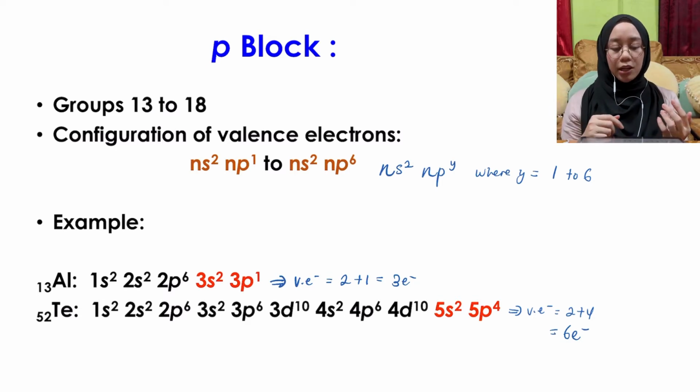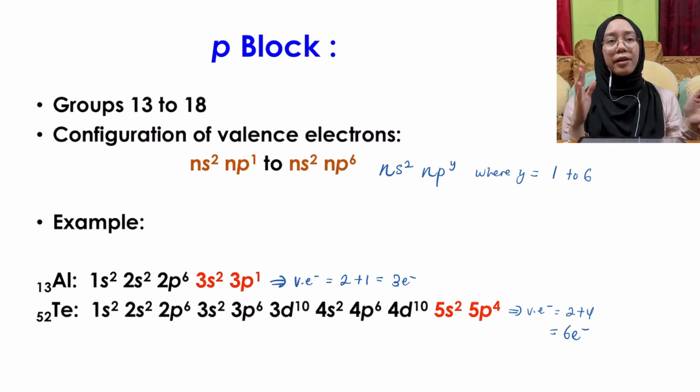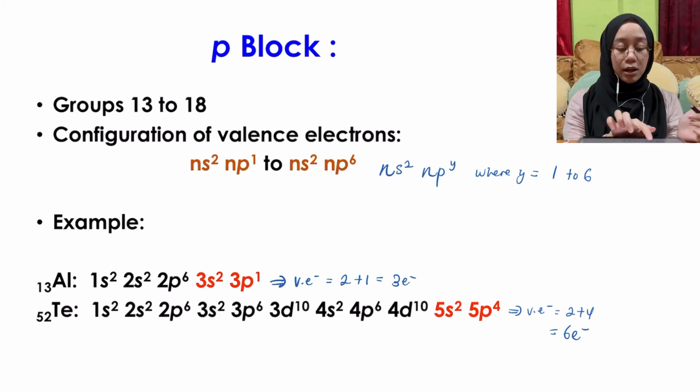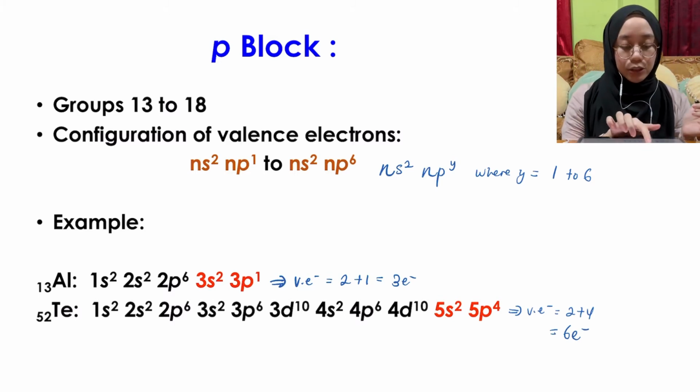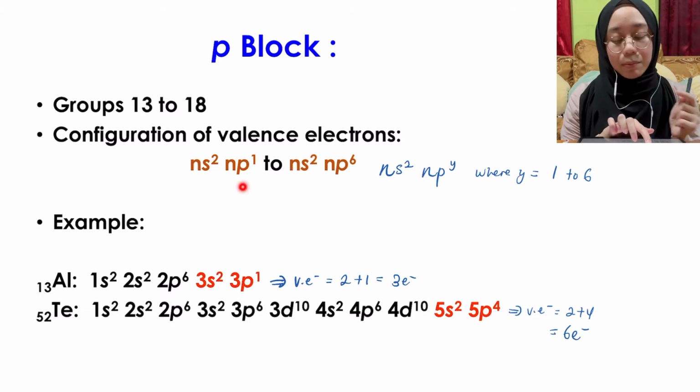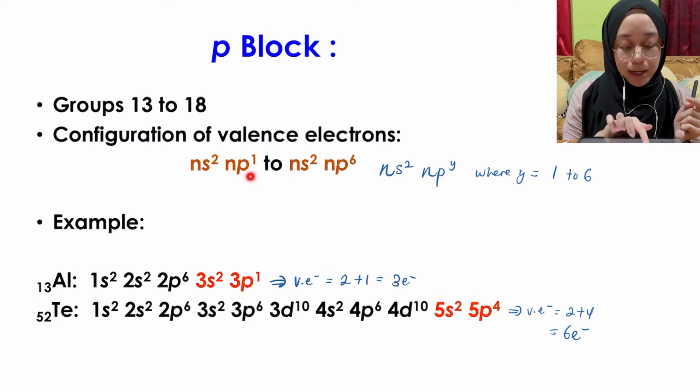Okay, jadi untuk P-block ni basically the number of valence electron varies from value 3 sehingga 8. Okay, kenapa 3? Because the minimum number of electron yang boleh ada dalam p orbital adalah 1 kan.